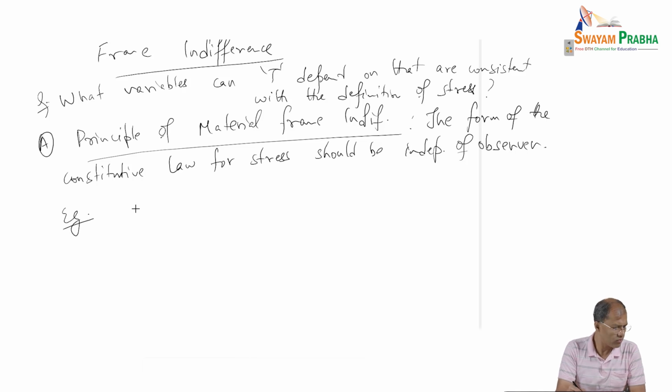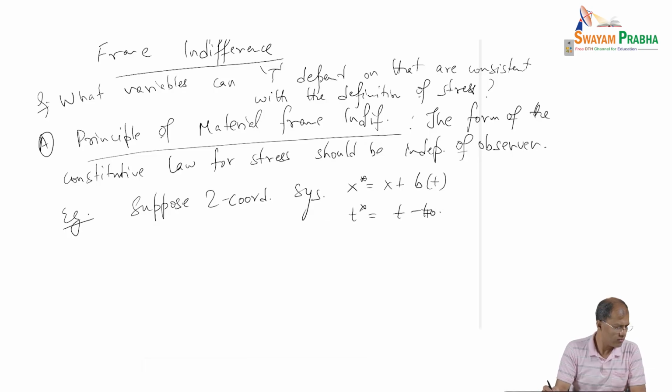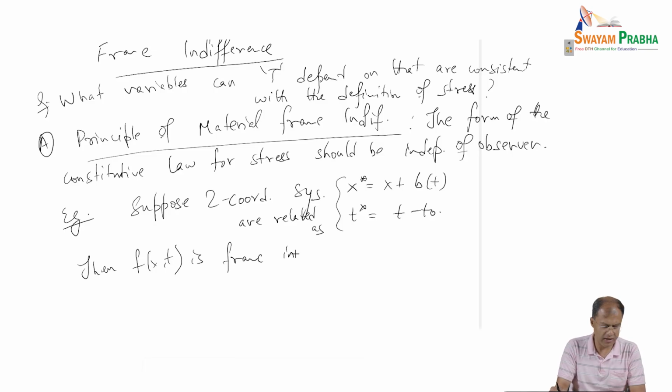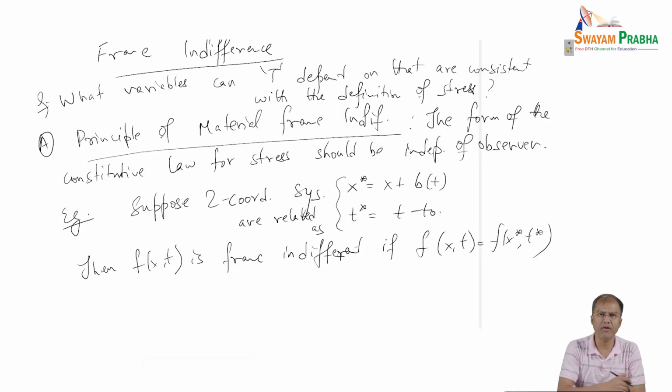Suppose we have two coordinate systems, a moving and a fixed frame. They are related as follows: x star is x plus bt, and t star is t minus t naught. Then my f of x comma t is frame indifferent if f of x comma t is also equal to f of x star comma t star, that is, it is the same value in the different frames, for all initial times t naught and permitted values of the function bt.